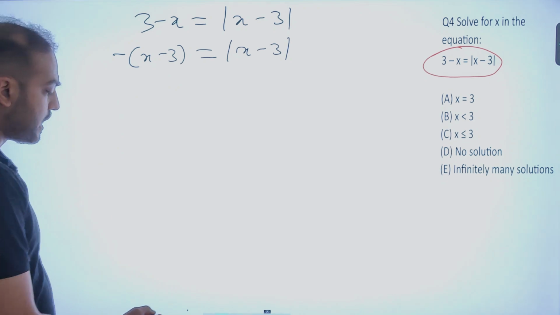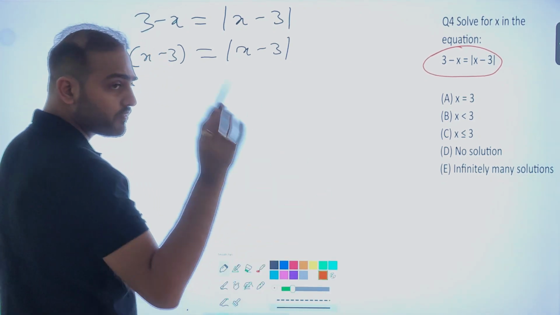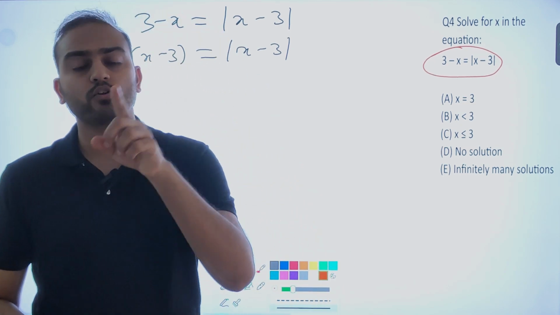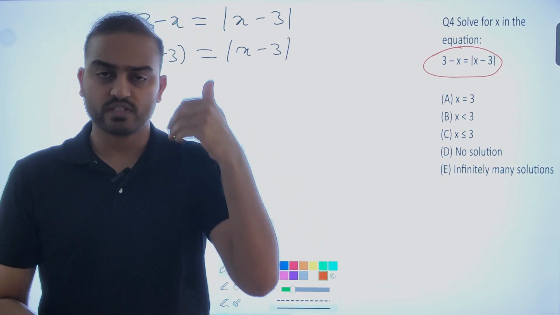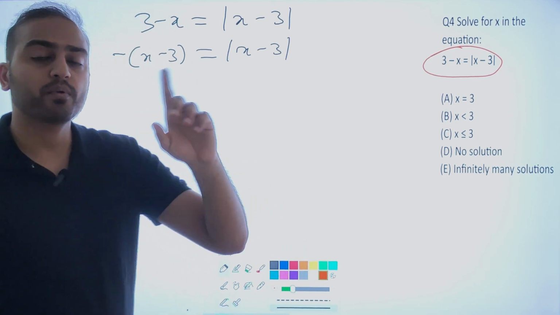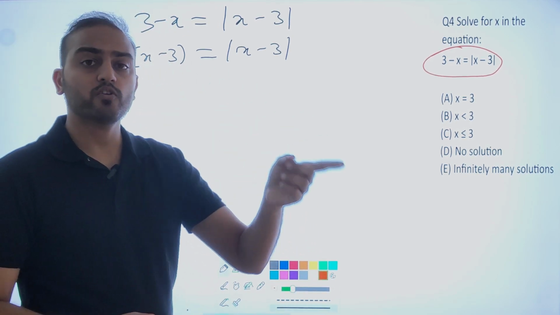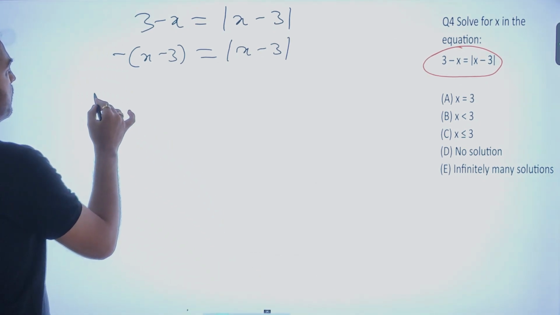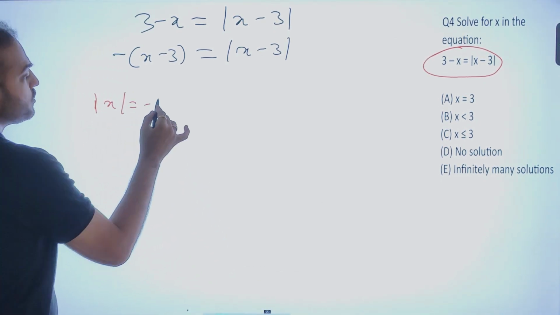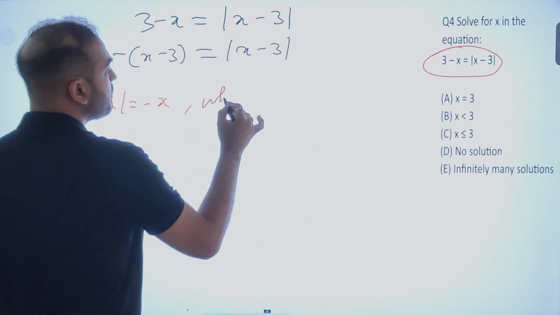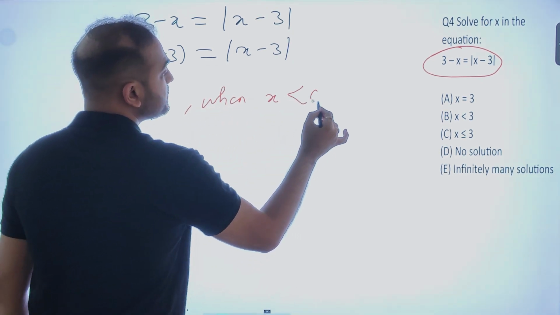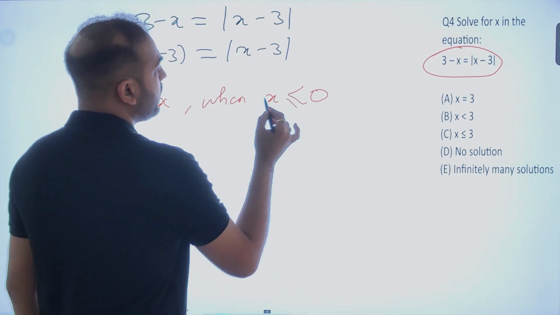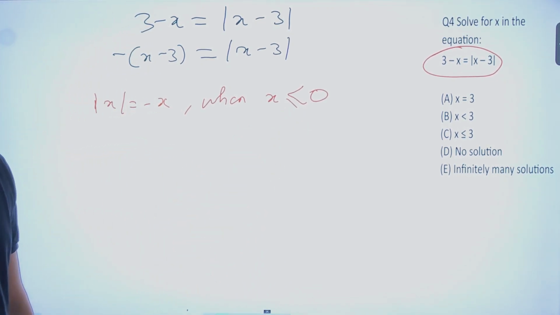Now when does this happen? If you look at the takeaway that we did for method number 1, you break the modulus into a positive sign if the value inside the modulus is positive, and you break it into a negative sign when the value inside the modulus is negative. Correct? That is, modulus of x is equal to minus x. When does this happen? When x is negative.